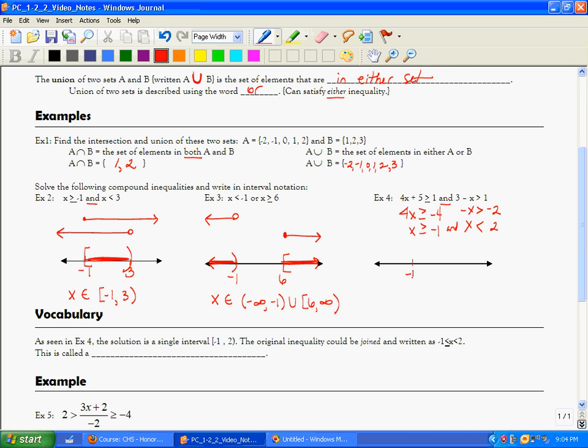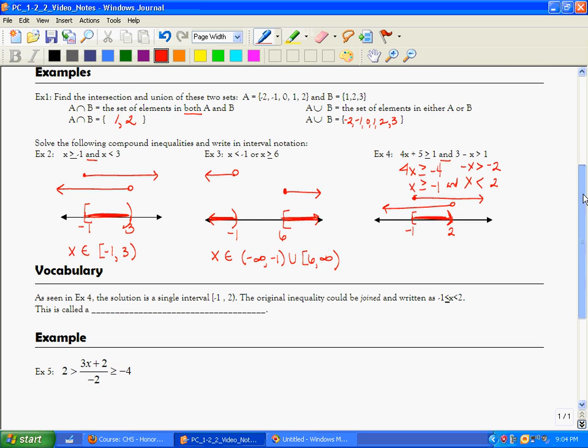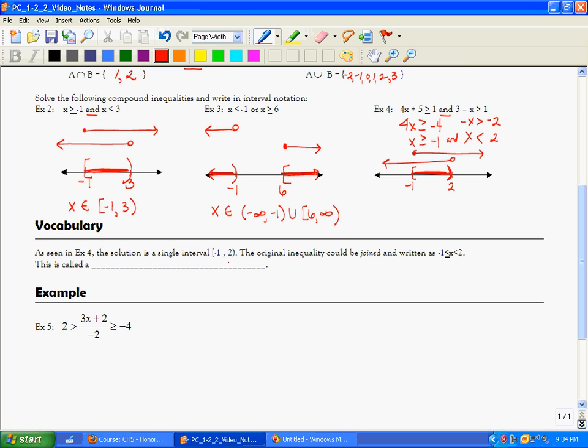So again, our critical values are -1 and +2. It's going to be everything that is greater than or equal to -1, which is to the right, and then less than 2, which does not include the 2, and everything to the left. And that means that it's going to be including the -1 all the way up to the 2, but not including the 2. If you look at that solution that's in example 4, it's that single interval between -1 and 2, and the original inequality could also be joined to be written in the format of -1 is less than or equal to x, which is less than 2.